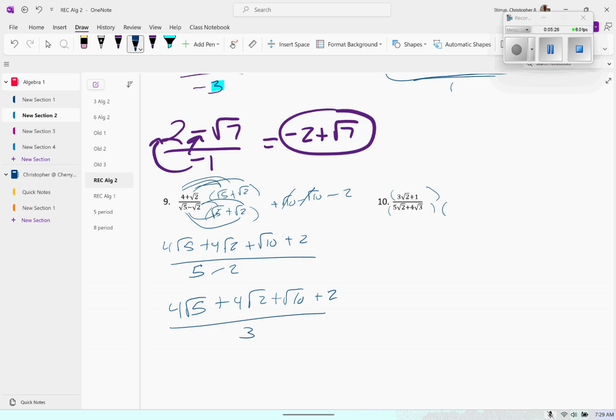This one, these get a little tougher, but take your time with them. Minus 4 root 3. If you need your teacher to, we can help you.